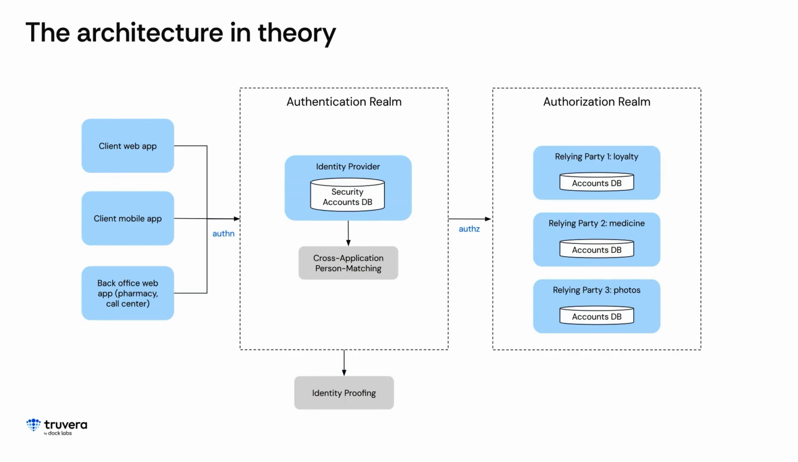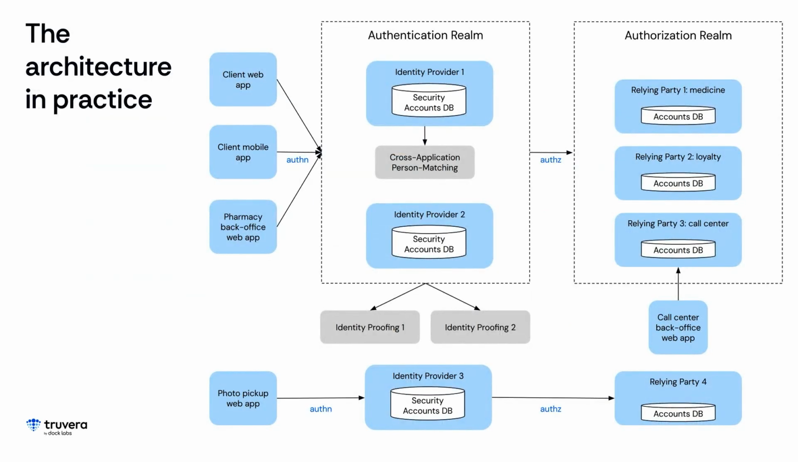It's got an account for each of these users. If they're not onboarded yet, we can go out to do identity proofing and then create the account. We can even include a routine to do cross-application matching, so we can tell which applications people are using and reuse information that's needed. And so they authenticate into the identity provider, and then they can authorize from the identity provider response to one of the relying parties, the loyalty app, the medicine app, the photo app. And that should be the way it works. But in reality, it never works that way.